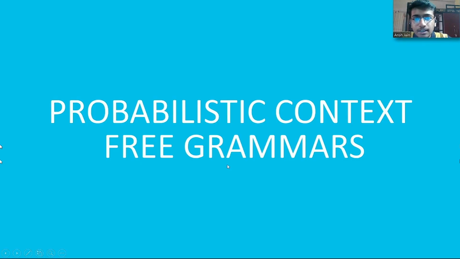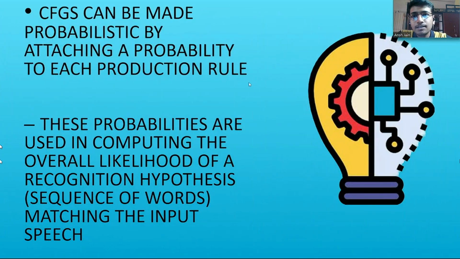Now we'll see how we can improve our context-free grammar. We can use a probabilistic context-free grammar approach. So let's see what that is. A CFG can be made probabilistic by attaching a probability to each production rule. These probabilities are used in computing the overall likelihood of a recognition hypothesis, a sequence of words, matching the input speech.